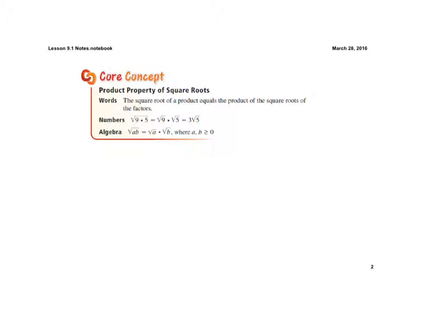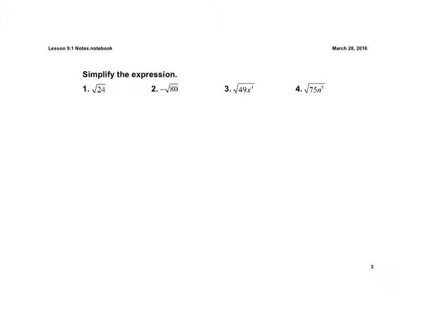And in algebra, the square root of A times B can be broken up into the square root of A times the square root of B, again where A and B are both greater than or equal to 0, because we're doing square roots, and we can only take the square root of positive numbers. So now let's see how we can apply this property to simplifying radicals. Here's the first example.